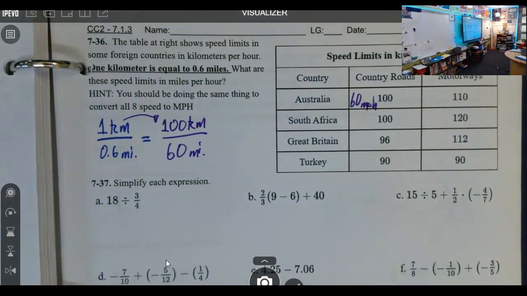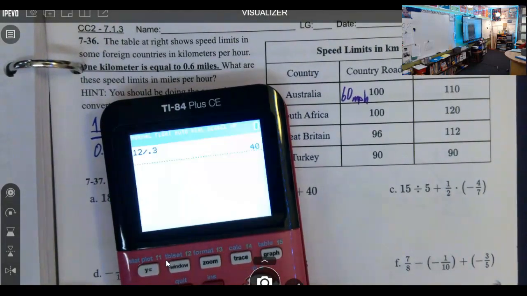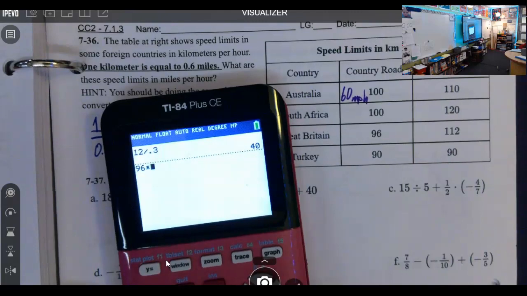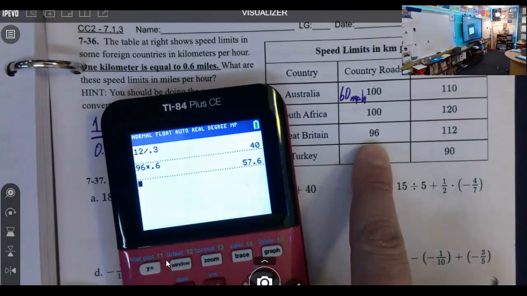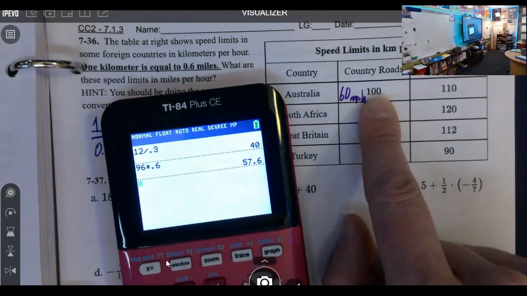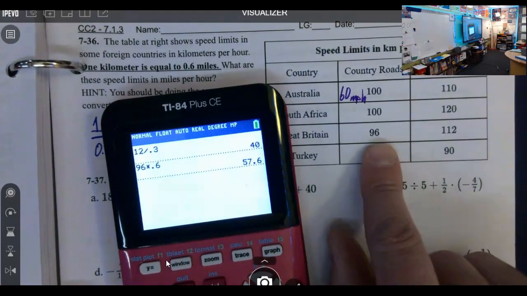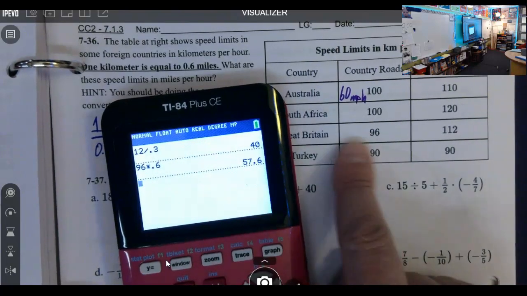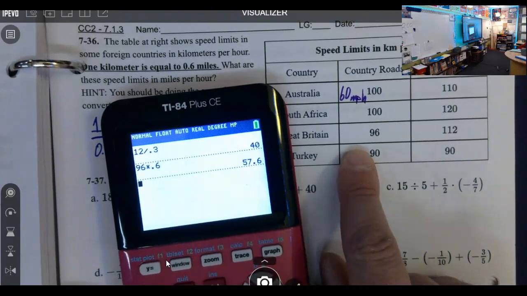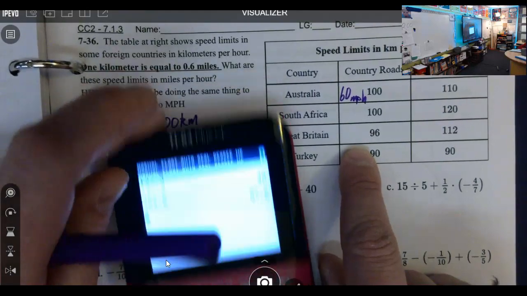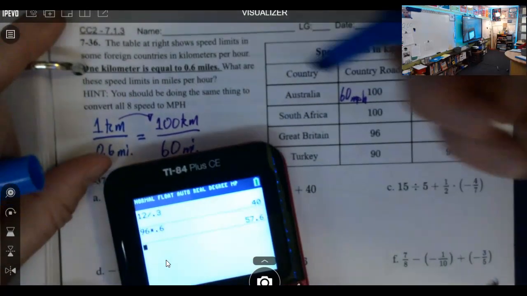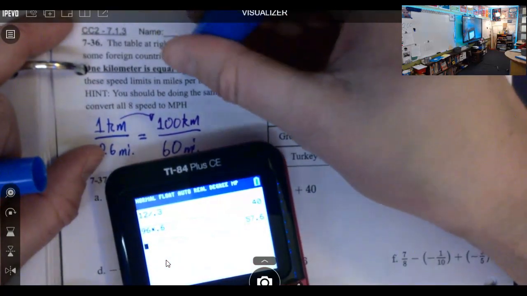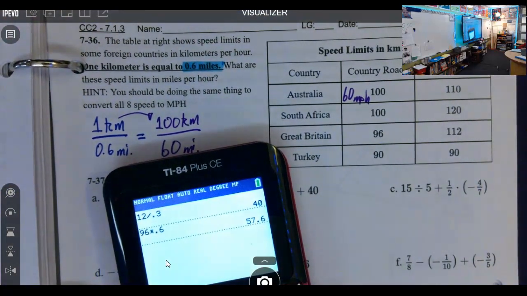Let's check it with 96. So if I do 96, would it make sense for 96 to be just under what we found for 100? Yeah, 96 is just under 100. For this to be 57.6, that makes sense. So really what we're doing is using this 0.6 as our scale factor. We're scaling everything by 0.6 to get it converted to miles.